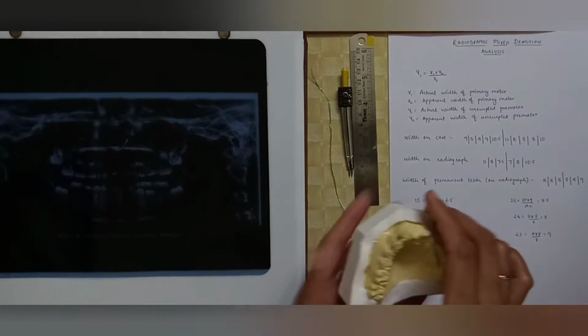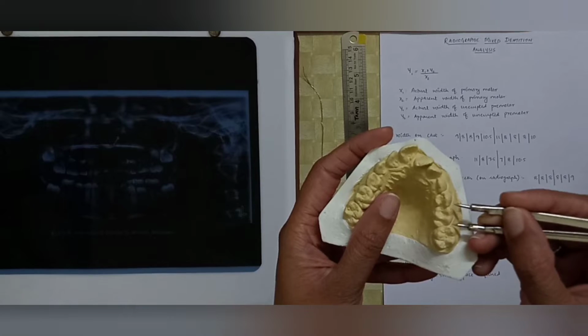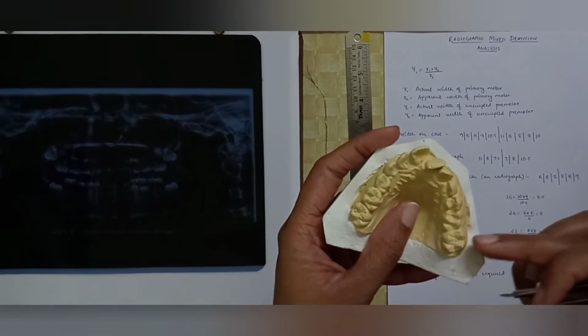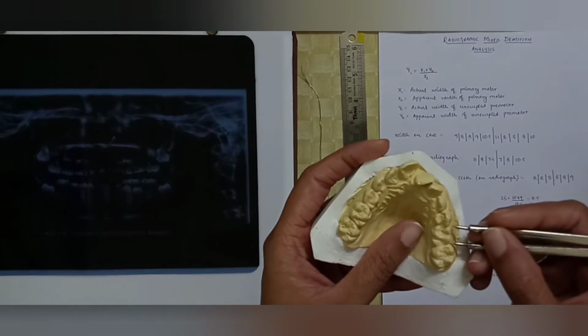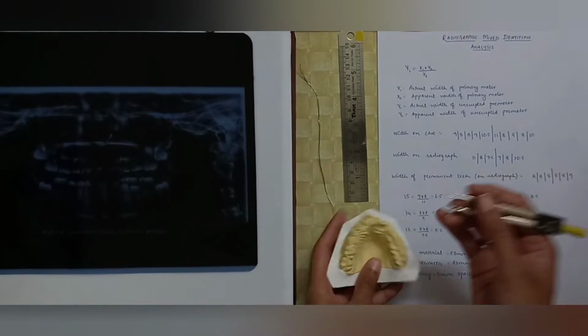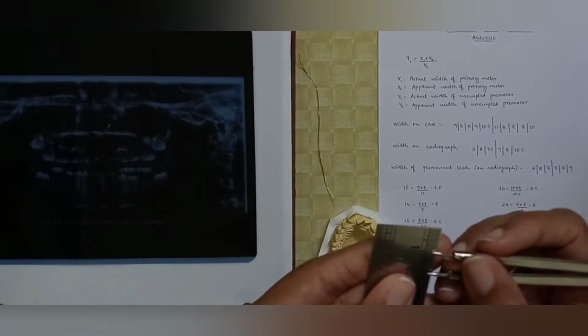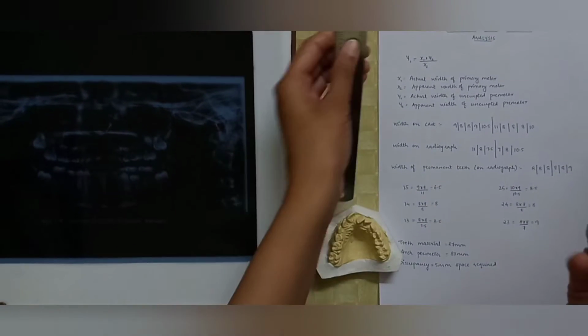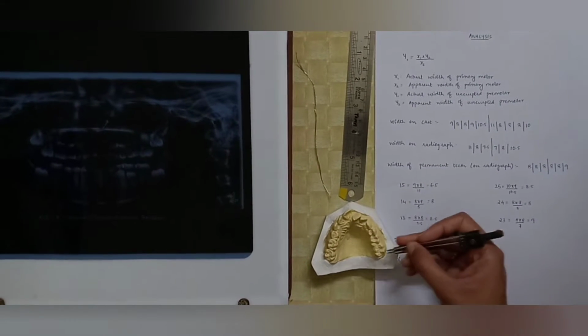This is the maxillary cast of the patient. We'll start with measuring the mesiodistal diameter of the deciduous teeth. All the teeth that are mesial to the permanent first molar, we have to see their mesiodistal dimensions like this, and measure it on a scale. Here we get the value of 9. Similarly, we have to do it for all the teeth mesial to both the first permanent molars.